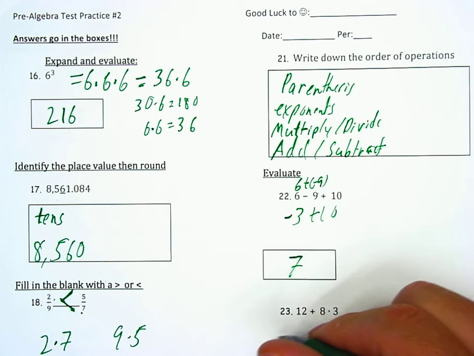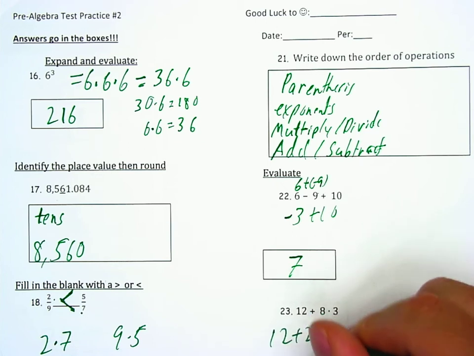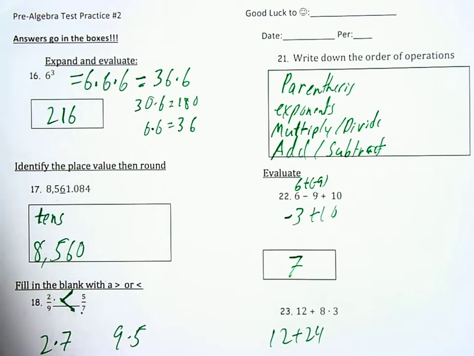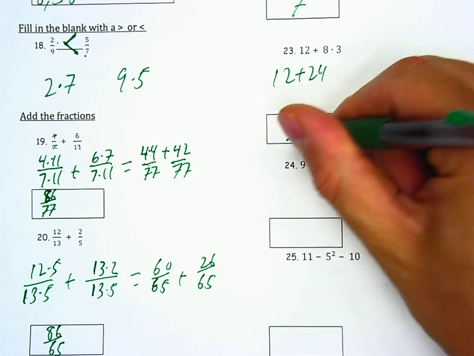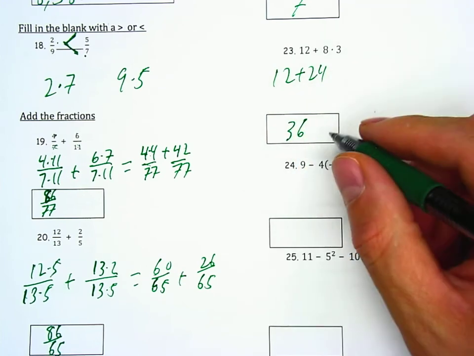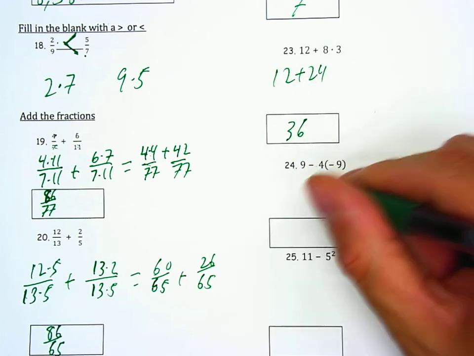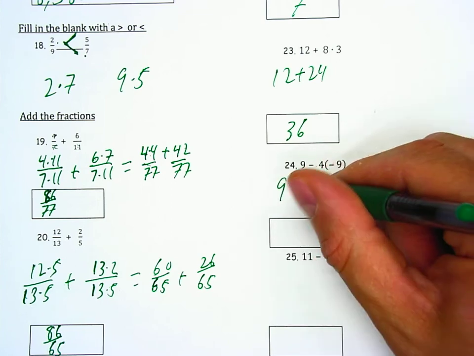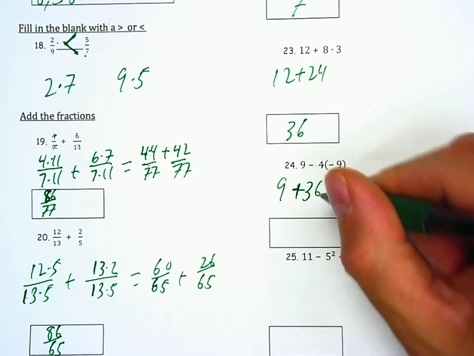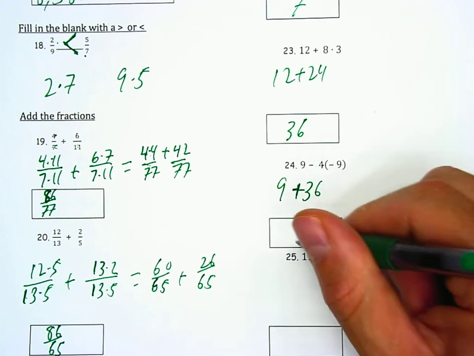Next thing, we multiply before we add. 12 plus 24 is equal to 36. Next thing, we're going to multiply here. 9, negative 4, and negative 9 make positive 36. So 9 plus 36 is 45.